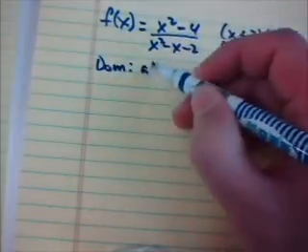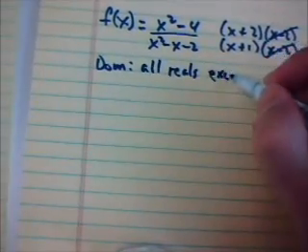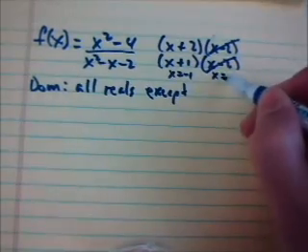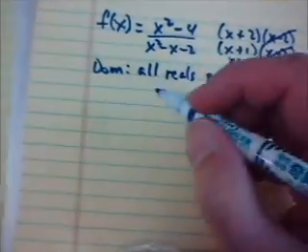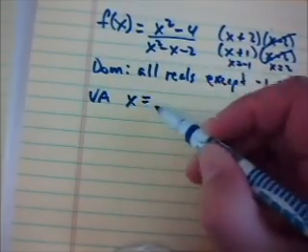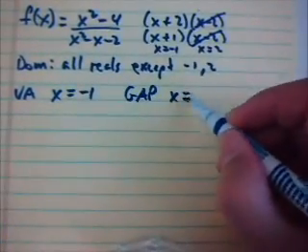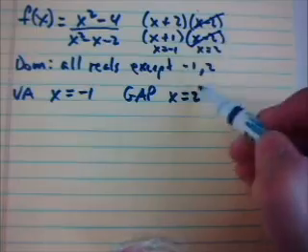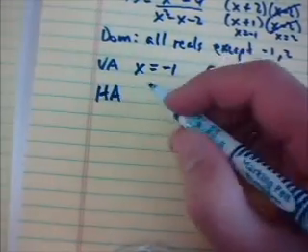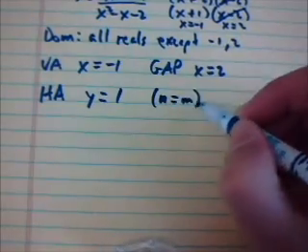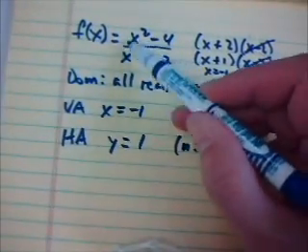The domain is all reals except for the numbers that make the denominator equal to 0, which are negative 1 and 2. And the VA is usually those domain numbers, but in this case, there's a gap at 2 because the 2 was canceled out in the problem when you factored. The HA is y equals 1 because n equals m. So 1 over 1 is 1.